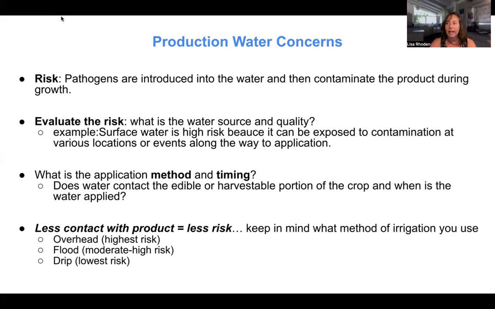So again, overhead is the highest level. We're putting water right down on top of the edible portion of the crop. Then we've got drip down there at the bottom. Sometimes that drip tape is even buried. So there's really very little chance, except for a leak, that water is going to contact the edible portion of the crop, unless it's a root crop. So keeping those things in mind, this is how we're going to walk through this water risk assessment with you guys.